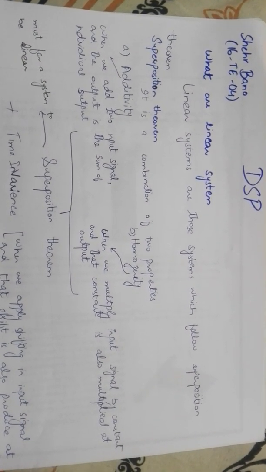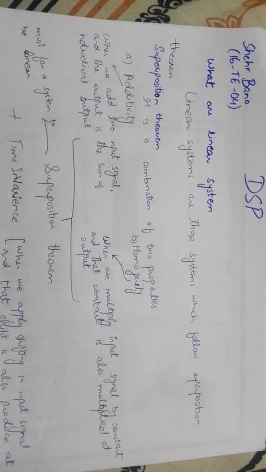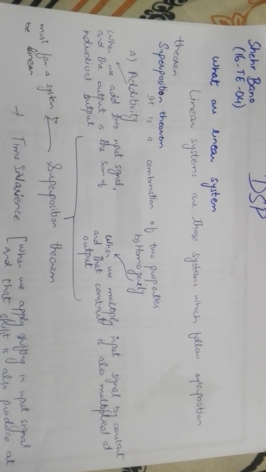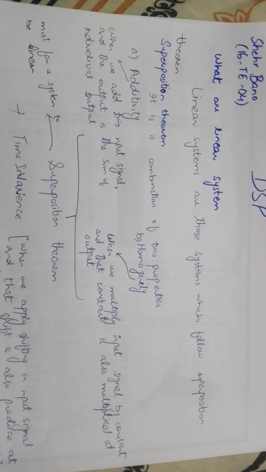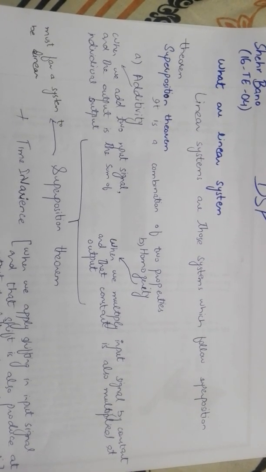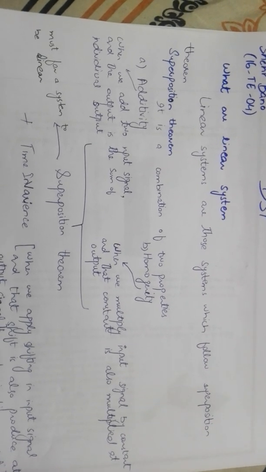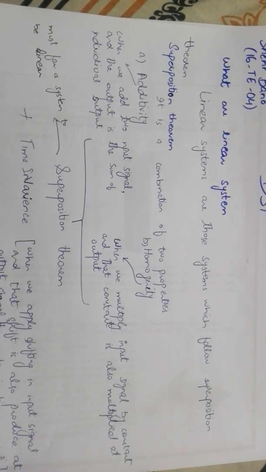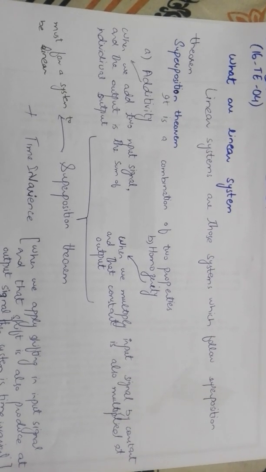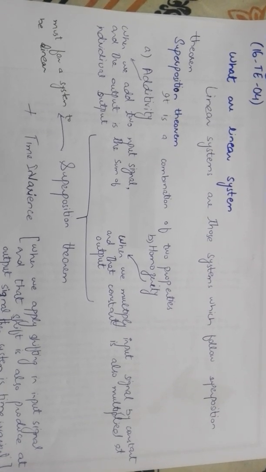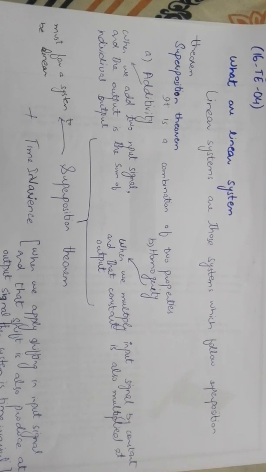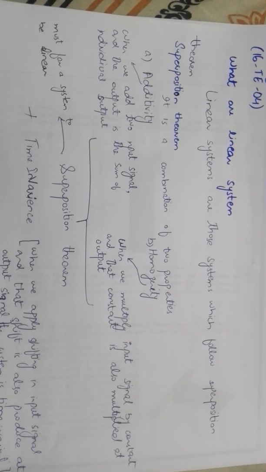What are linear systems? As we have already discussed, linear systems are those systems which follow the superposition theorem. Now, what is the superposition theorem? It is a combination of two properties. One is additivity and the second is homogeneity. Additivity: when we add two input signals, the output is the sum of the individual outputs, while homogeneity is when we multiply the input signal with a constant and that constant is also multiplied at the output. These two properties make the superposition theorem.